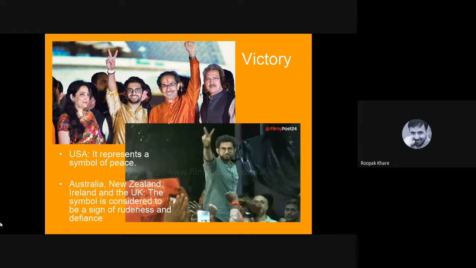So here in this picture, when they won the election, they signified it with this V. And here, when there was trouble, also they were using the same sign.